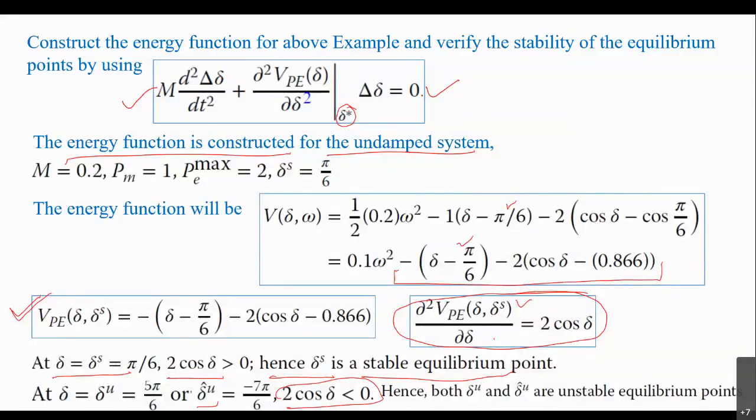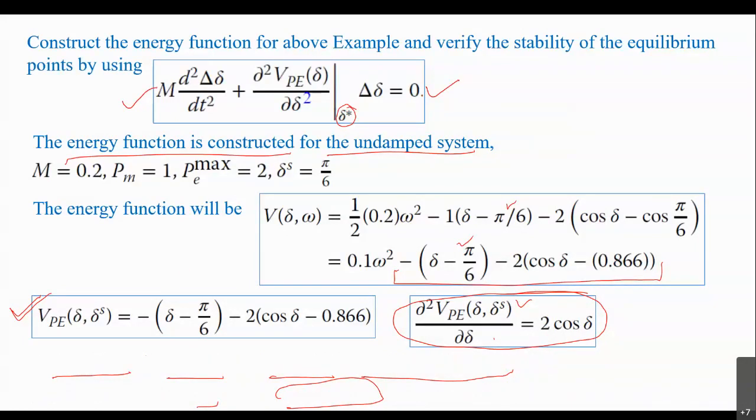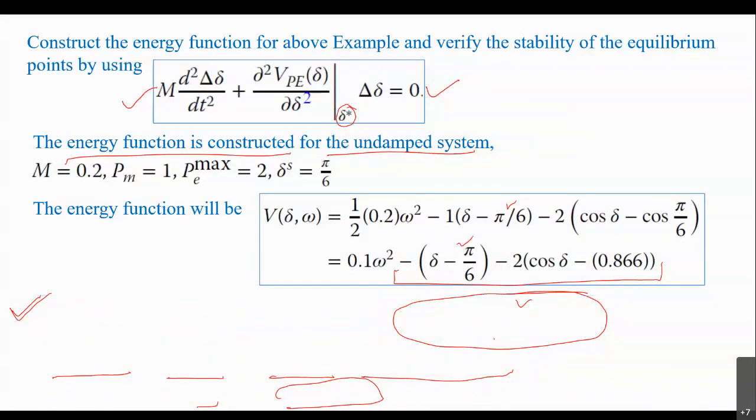Sir, here the second derivative of the energy function is positive. That means you are trying to find the minimum value or convex shape for the stable equilibrium point, right? Yes, that is true. This is the Hessian. In the case of a multi-machine system, it is the Hessian matrix.